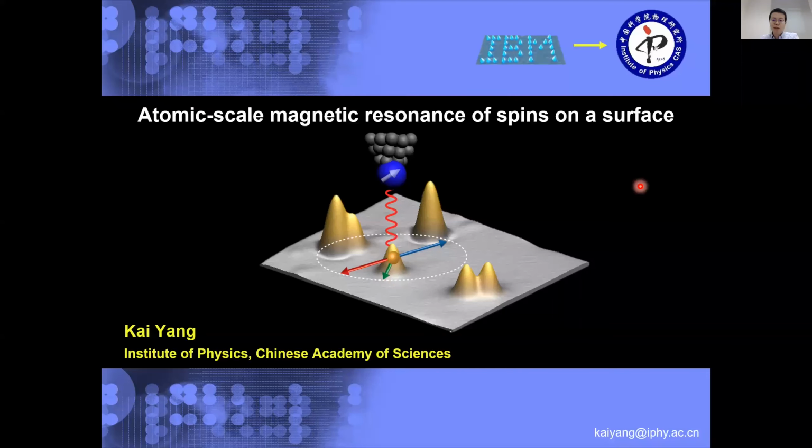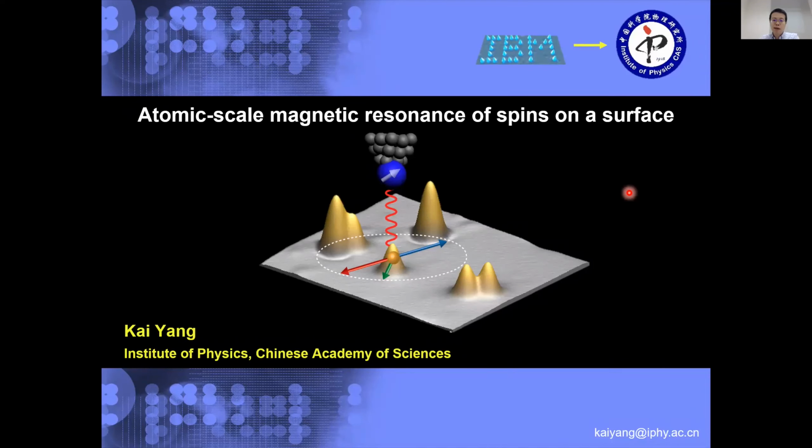So I have been watching this series and I have learned a lot from it. So today I would like to give you an overview about the spin resonance STM, or the ESR STM, and what we can do with this new technique. So this is mainly about the detection and control of the surface spin states.